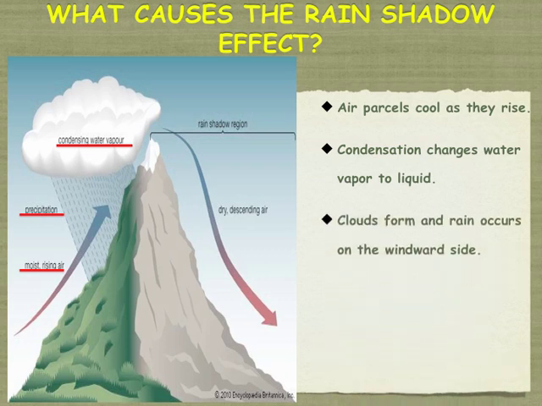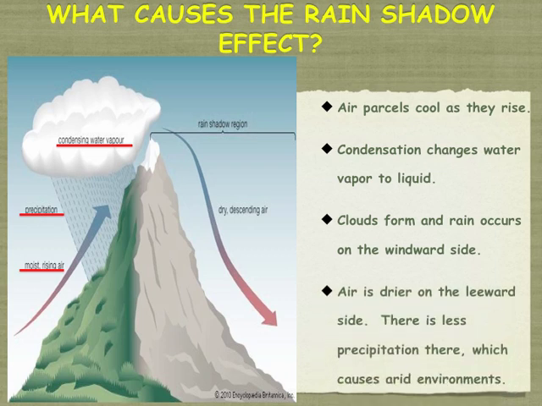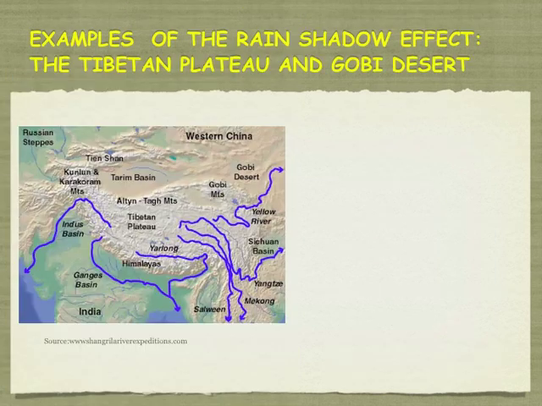On the leeward side, the conditions are warmer and drier because air parcels are descending, and the moisture in the air has already been released. This causes arid environments on the leeward side of mountain ranges. The rain shadow effect is seen all over the world. Let's take a look at a few places where it is especially pronounced.